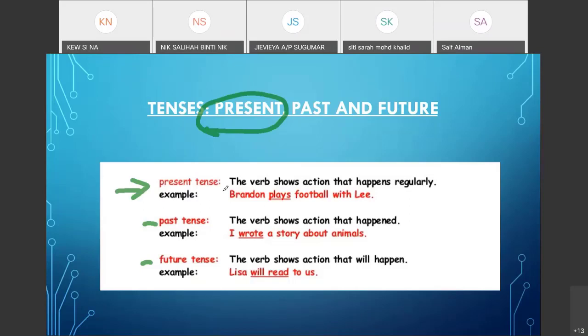So the present tense is the action that happens regularly. So we use the simple present tense. Past tense is the action that had happened. And future tense is what will happen.